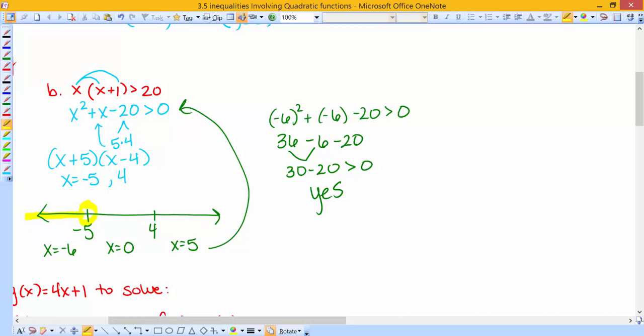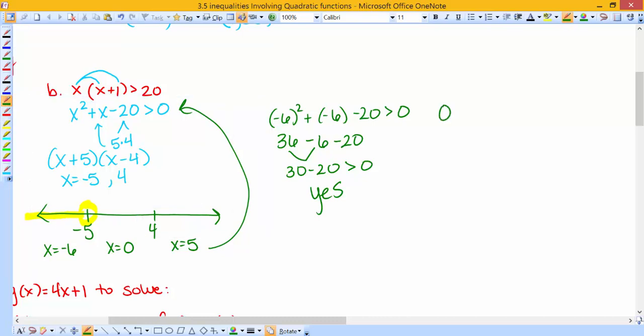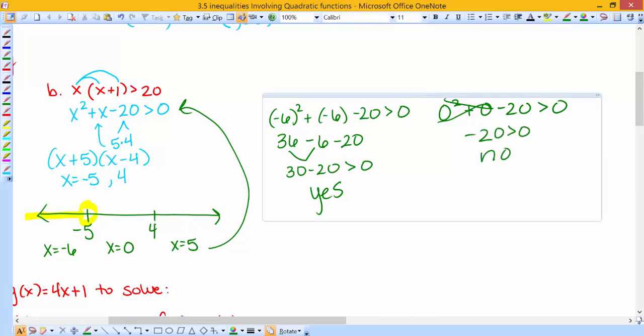Good, it's an open circle because it's not equal to. Now I'm going to move on to the next value for testing, which is 0. So 0 squared plus 0 minus 20 is greater than 0. Well, those go away, and I'm left with negative 20 is greater than 0. Heck no, that's not true.